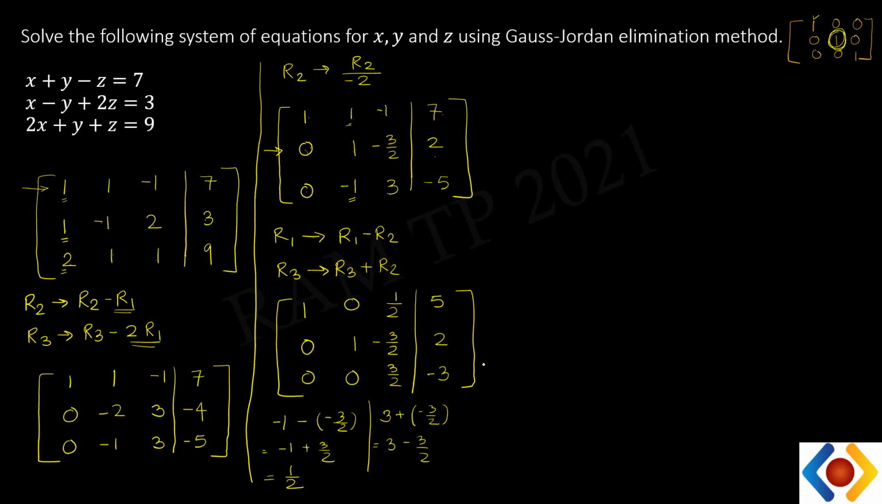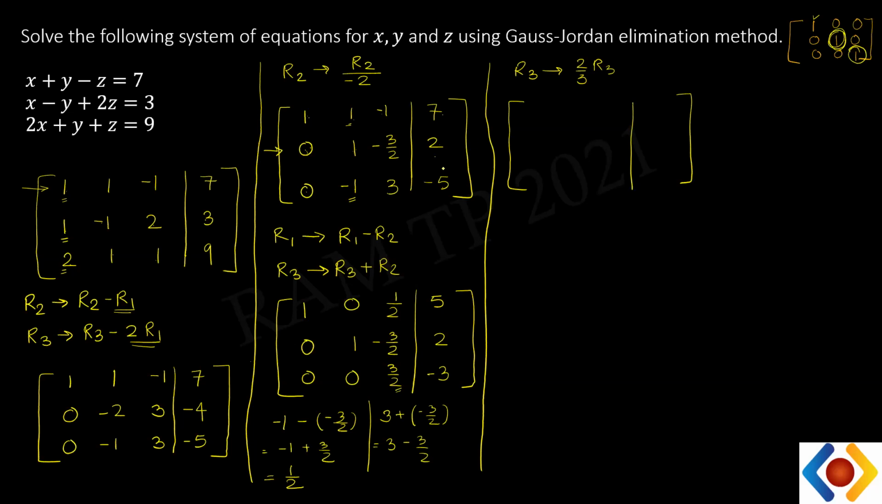The next step, let's make this one. R3 will be equal to multiply by 2 by 3. Row 3, we have to multiply by 2 by 3. Let's do that transformation first. So I'm going to do R3 equal to 2 by 3 times R3. Okay, let's write down the new matrix. R1, R2 remain the same. Let me first copy 1, 0, 1 by 2 and 5. R2 is 0, 1, negative 3 by 2 and 2.